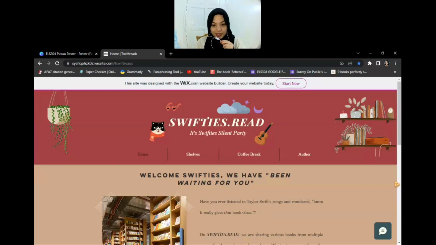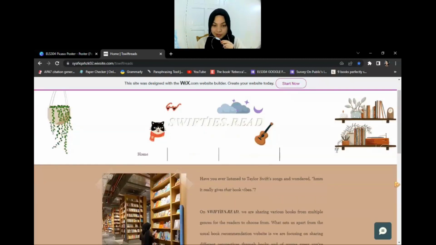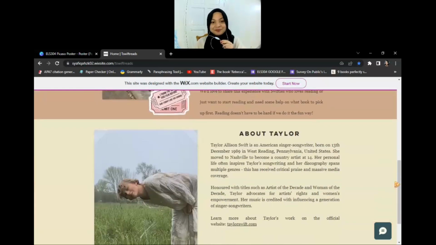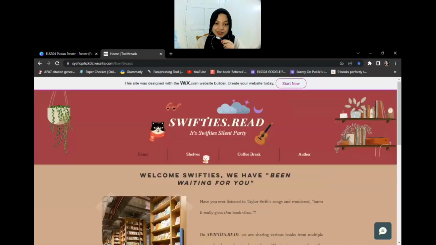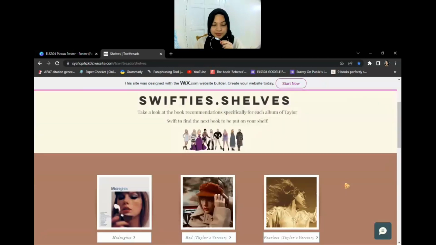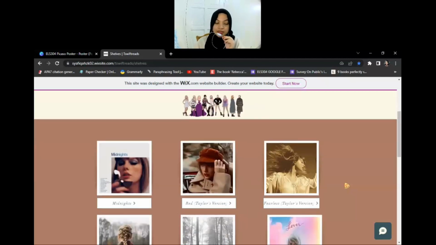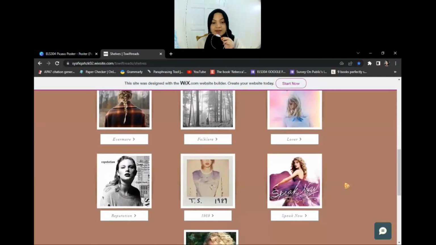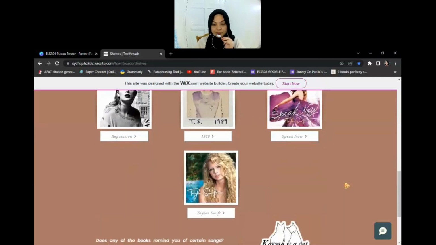The first page is the home page, where I explain a little bit about what Swifties.Read is, and also a little background about who Taylor Swift is. The second section of the website is the shelf. I have divided the book recommendations according to each of Taylor Swift's albums. So here we have Midnights, Fearless, Evermore, Folklore, Lover, Reputation, 1989, Speak Now, and also her new album, Taylor Swift.